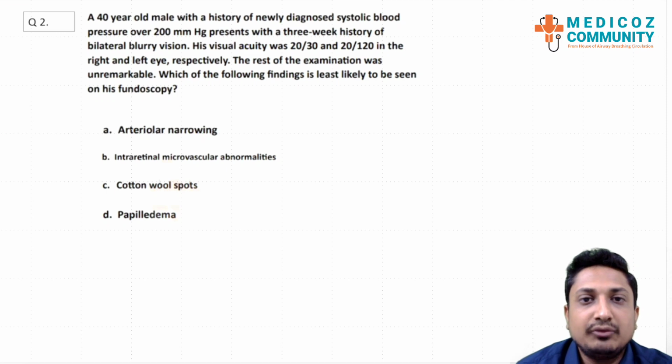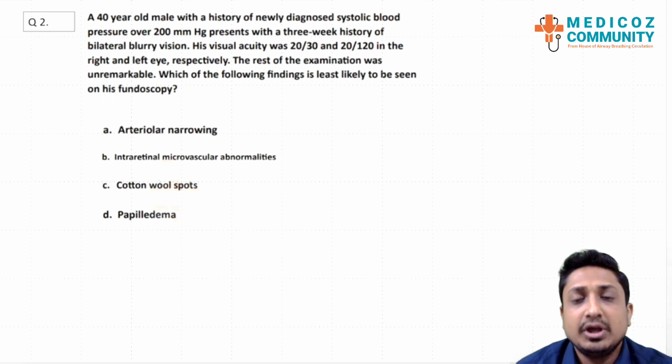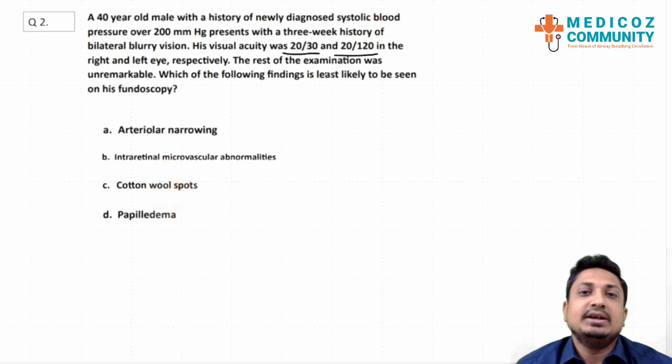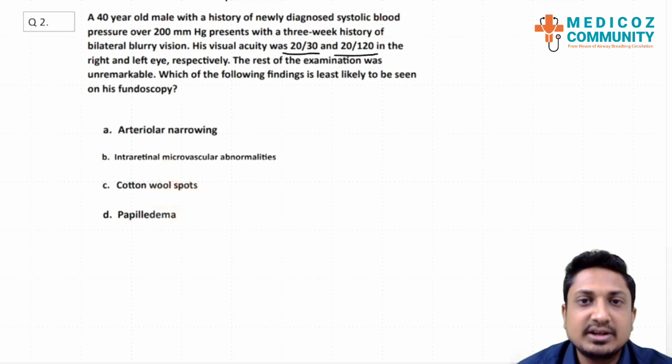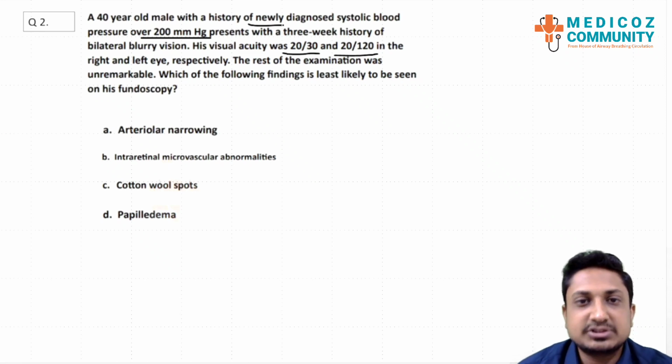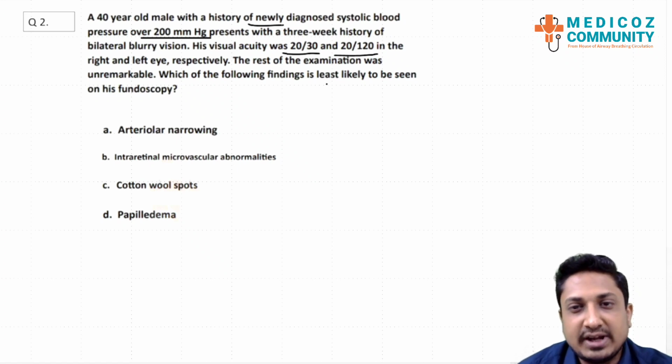Question number 2. A 40-year-old male with a history of newly diagnosed systolic blood pressure over 200 mmHg presents with a 3-week history of bilateral blurry vision. His visual acuity was 20/30 in the right eye and 20/120 in the left eye, so the left eye visual acuity is affected here. He is a newly diagnosed hypertensive. The rest of the examination was unremarkable. Which of the following findings is least likely to be seen on his fundoscopy?